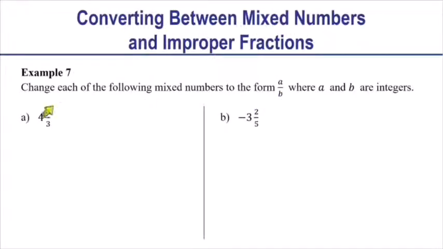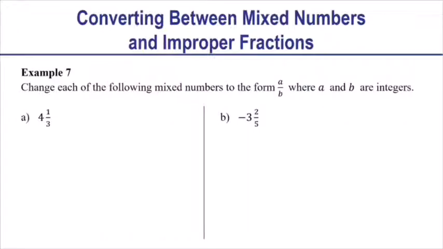Okay, for example 7, we're going to practice changing each of the following mixed numbers to the form a over b. So in other words, to fraction form. We're going to convert these mixed numbers to improper fractions, where a and b, of course, would be integers. Okay, so let's do this the long way around. I know that you probably already know the shortcut for converting a mixed number to an improper fraction, but remember what we said earlier. You can't just teach your students the rules to memorize and expect everything to be okay. The rules have to be built on understanding.